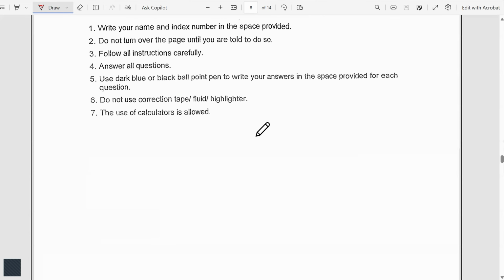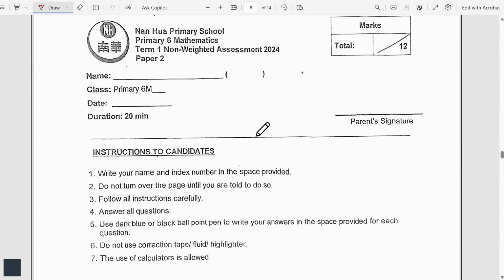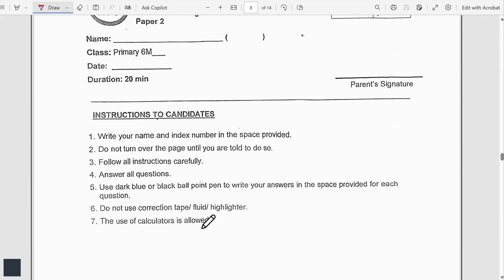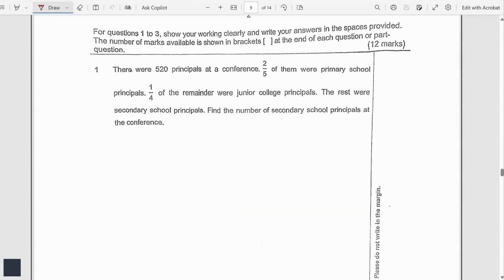Okay, now moving on to paper 2, which you are allowed to use the calculators. Okay, paper 2, question number 1. There were 520 principals at a conference. 2/5 of them were primary school principals. 1/4 of the remainder were junior college principals. The rest were secondary school principals. Find the number of secondary school principals at the conference.